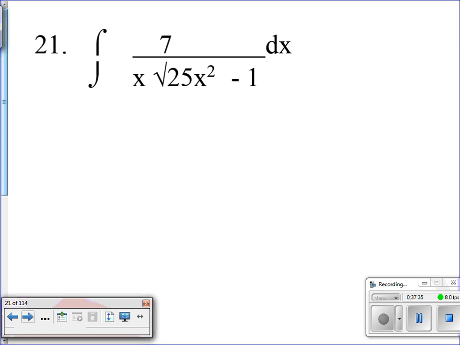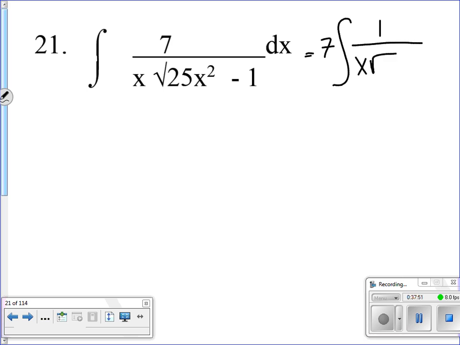I know I'm not going to put an inverse secant on here, but I'm going to show you anyway, for anybody that's interested. First thing I'm going to do is pull out the 7. So I have 1 over x rad 25x squared minus 1. If I make u 25x squared minus 1, du would be 50x.